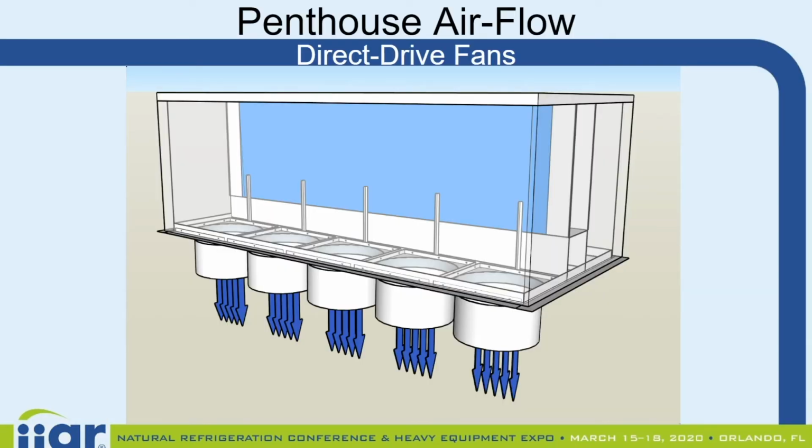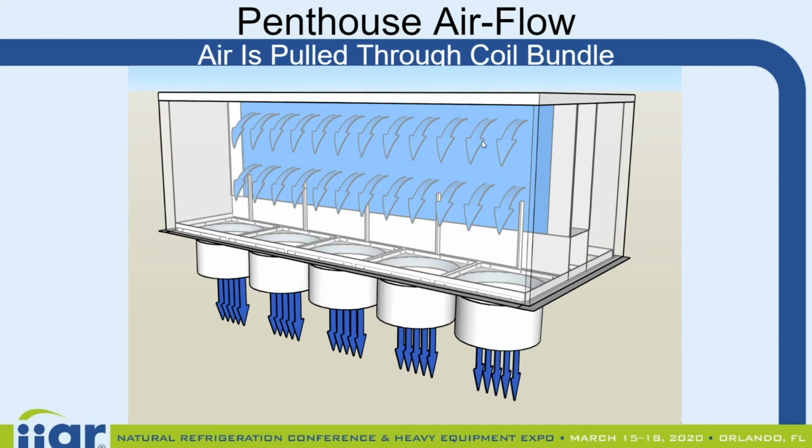So the next thing we want to talk about is the direct drive fans and the airflow through a conventional penthouse. Very straightforward, but when you start the fans, in this example our fans are discharging vertically downward. When the fans start, we're inducing airflow across the coil bundle. Notice the penthouse has blocking panels, so the only pathway for the air when the fans start is through the coil bundle, kind of akin to the quick freeze blocker panels.